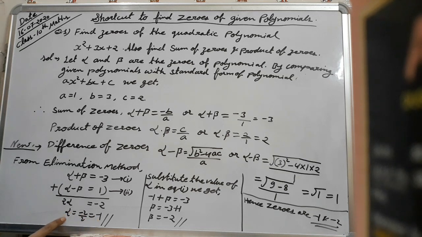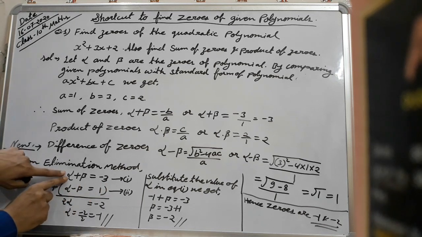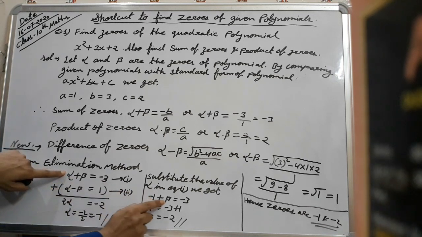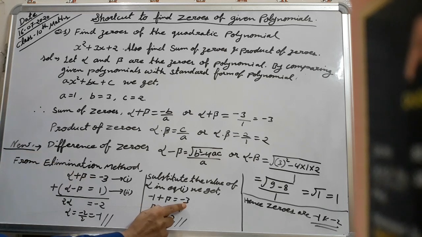Now substitute the value of alpha in equation 1 or in equation 2. Anyone you can take. Then substitute the value of alpha in equation 1. What will you get? Here minus 1 plus beta, minus 1 plus beta is equal to minus 3. Now beta is equal to, minus 1 will go from left to right, that is minus 3 plus 1, you will get minus 2.